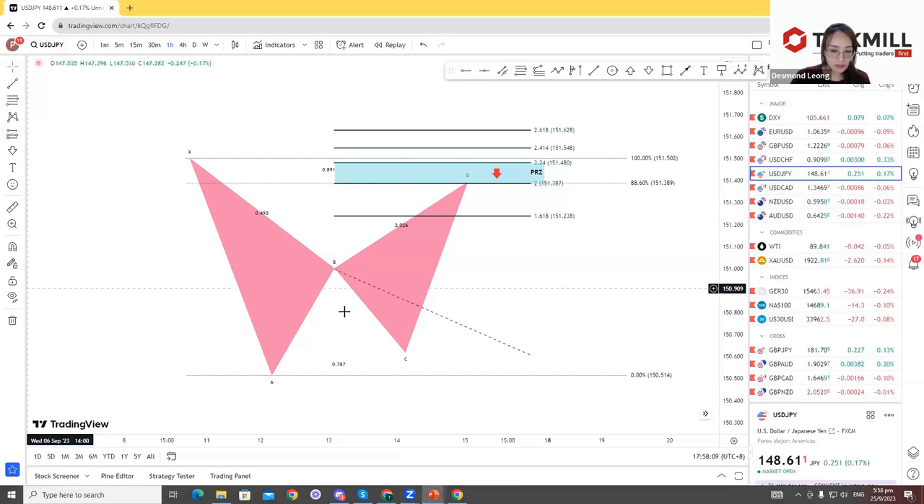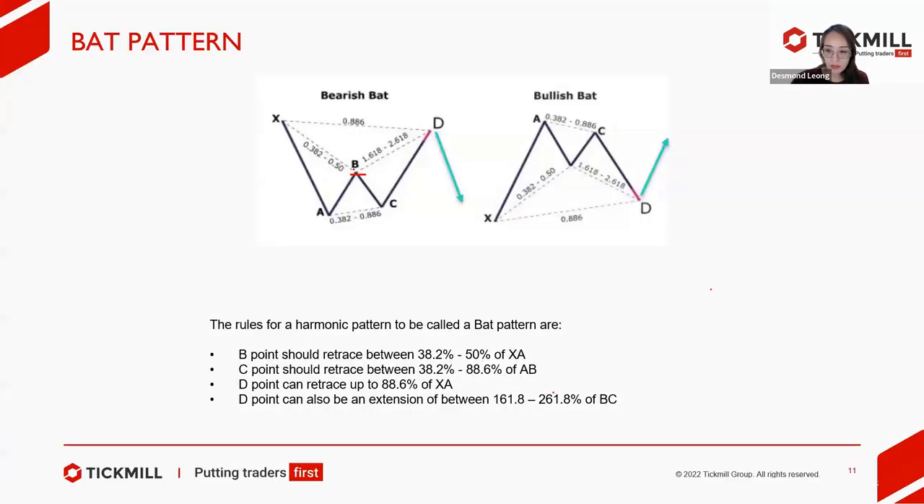So this is a bat pattern. Let me go back to the slide, which is here. Just now it was a valid bat, so this is the D point. We have 88.6%, and the D point is somewhere like 200%, and then you place the sell order here and wait for the bar for the sell. For the bullish bat, actually the numbers are the same, it's just the mirror of the bearish.